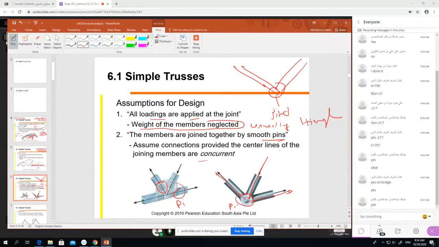So what we learned: the types of truss, that the members are jointed by a pin or hinge joint, and all the force is applied on the joint. Now you see some simple trusses. This is the simplest truss.